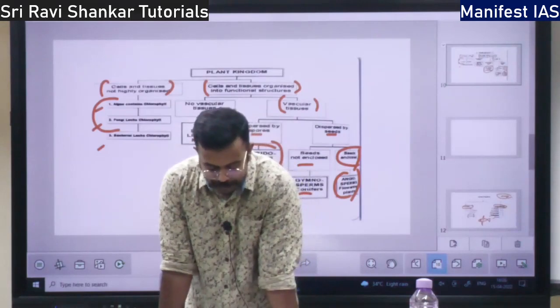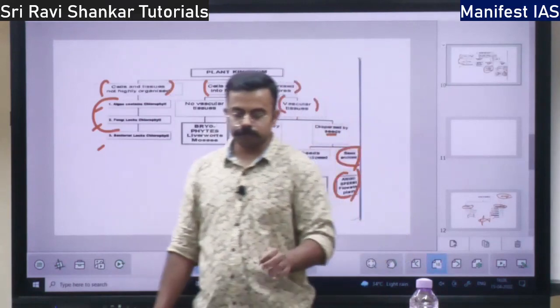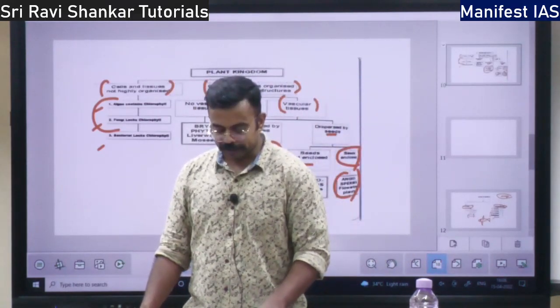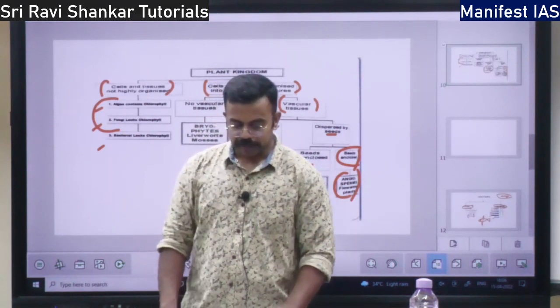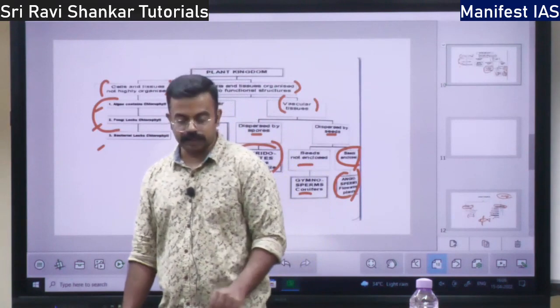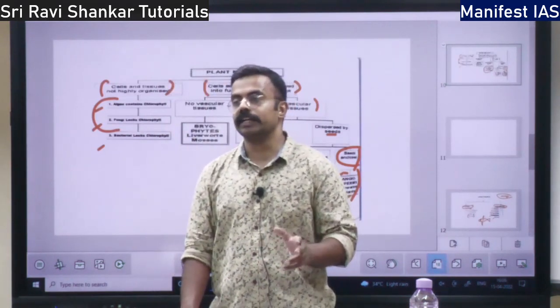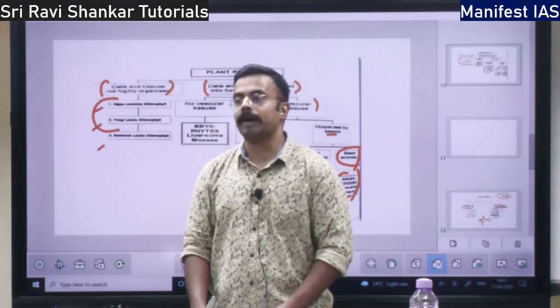Then crop genetic diversity. So certain facts I am going to give you. Crop genetic diversity, that is agricultural diversity. And in agricultural diversity, India has 7th rank. That is the different types of crops that are grown. So you have the National Gene Bank.